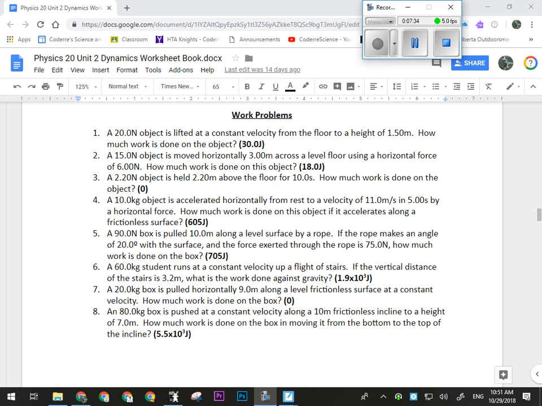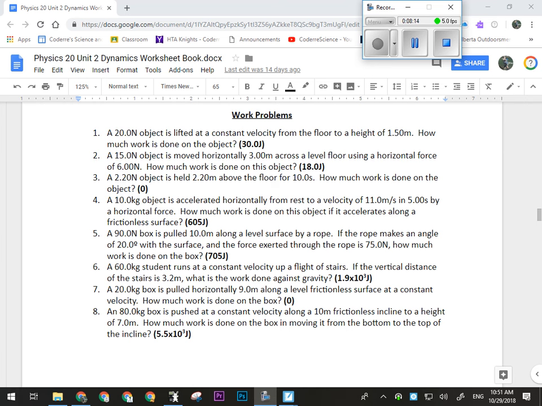In question number 1, we have a 20 Newton object lifted, and the key words here are at a constant velocity, 1.5 meters. How much work is done on the object? On Friday, we talked about how you don't have to accelerate something in order to change its potential energy. As long as I lift it at a constant velocity, I'm exerting the same amount of force upwards as gravity is pulling down with, just like the barbell, the 710 Newton barbell we talked about. I only have to exert 710 Newtons worth of force to move it upwards at a constant velocity. If I exert more force than that, then I will also change its kinetic energy.